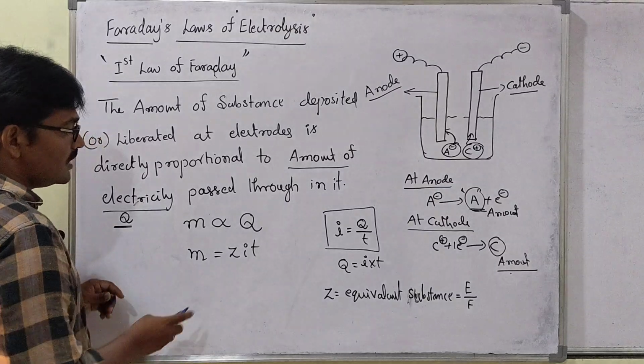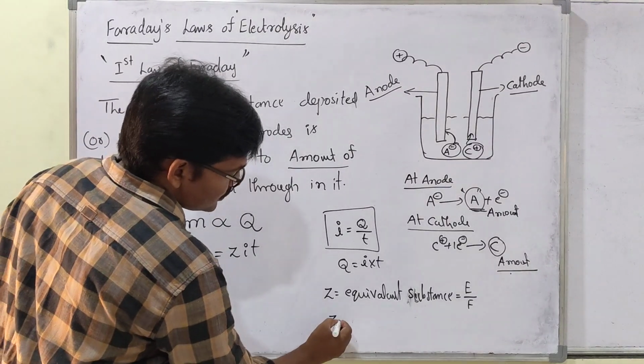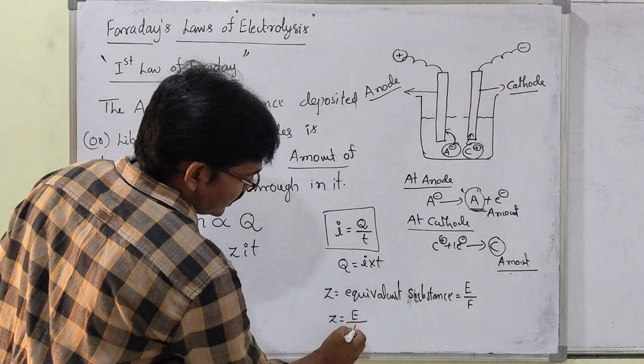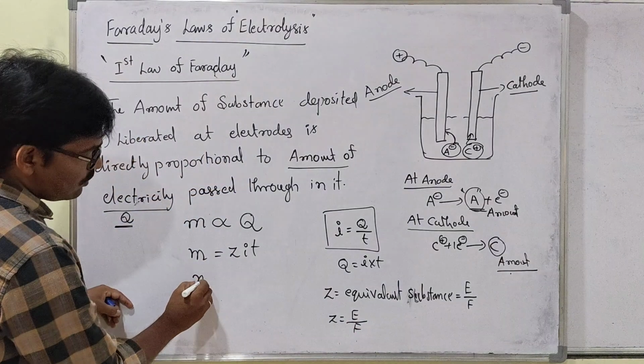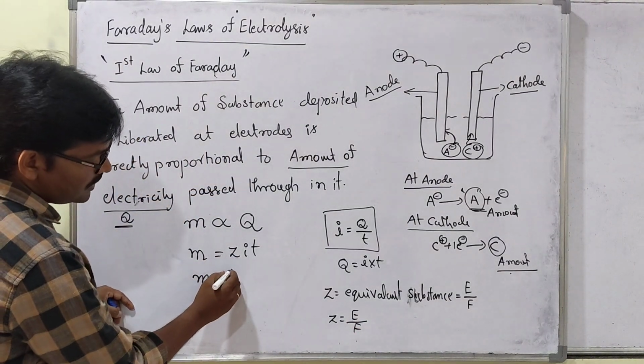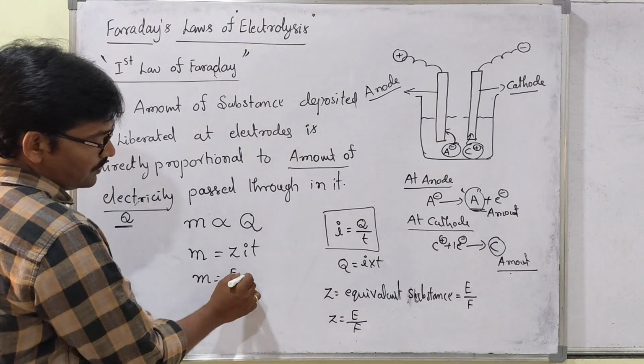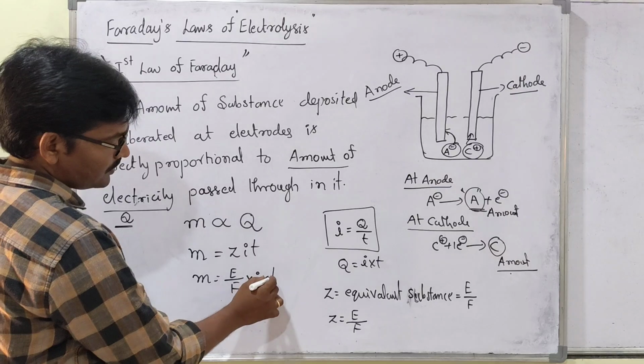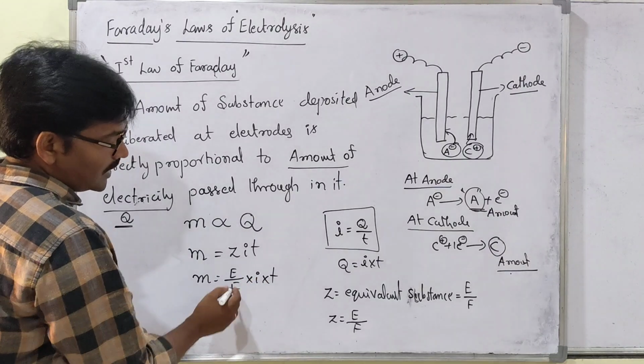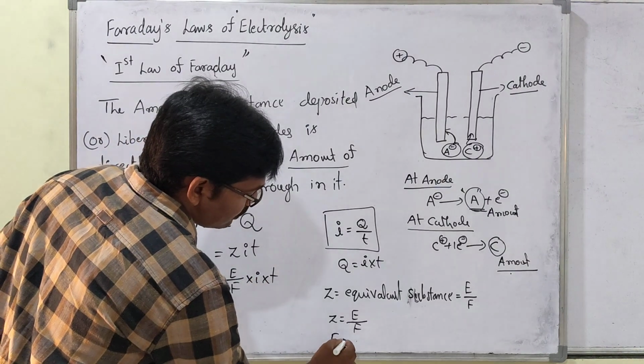So in place of Z, we can substitute E divided by F. So m equals E divided by F, into Q, that is I into t. Then we know that E is nothing but the equivalent weight.